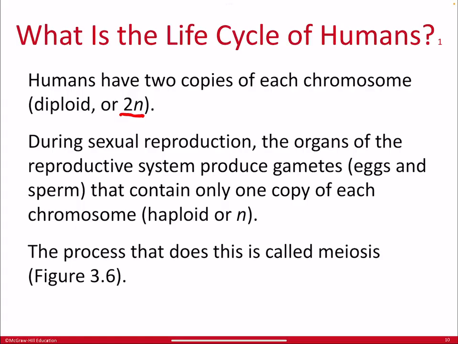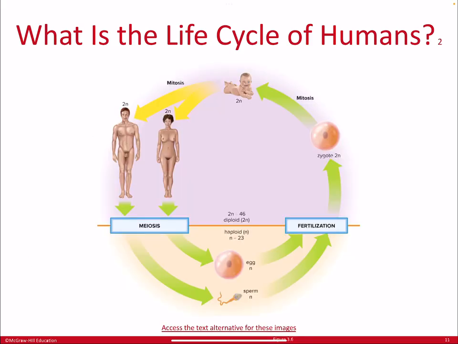During sexual reproduction, the organs of the reproductive system produce gametes. Gametes is an important word. Eggs are gametes, so are sperm cells. Eggs and sperm are what we call haploid, or single N. And the process that does this is called meiosis.